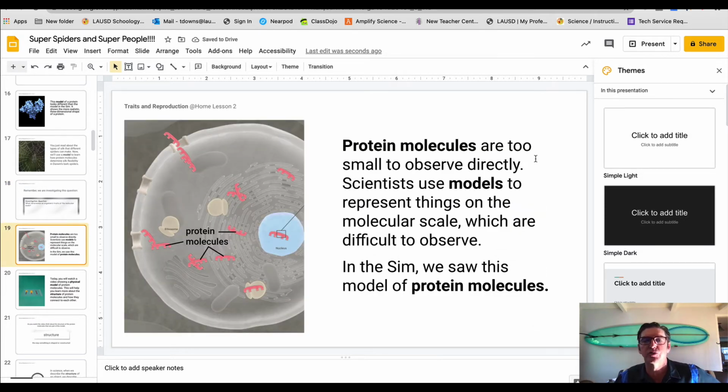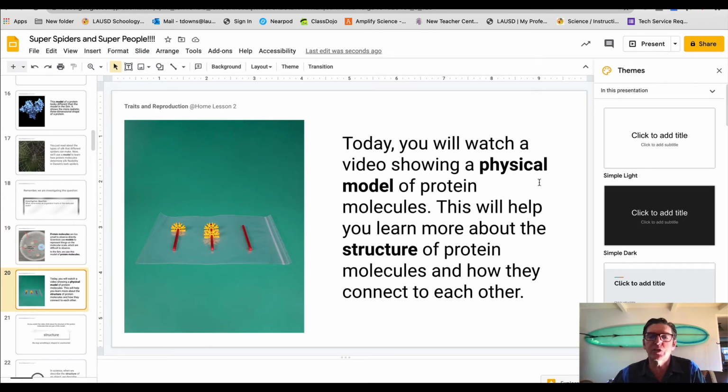Protein molecules are too small to observe directly. Scientists use models to represent things on the molecular scale, which are difficult to observe. In the sim, we saw this model of protein molecules. Today you will watch a video showing a physical model, which, by the way, feel free to make one at home. It's been a while since we talked about this, but if you ever make something at home, if it's a model or something cool or a poster or a drawing, it can replace your CERs. It can replace some of the extra slides we do. You can always get physical at home, work on stuff at home, do an experiment, video it, show us a model, anything like that, and show us in class or take a picture of it, even better. Put it in your slideshow, and you will replace CERs. You can always do that.